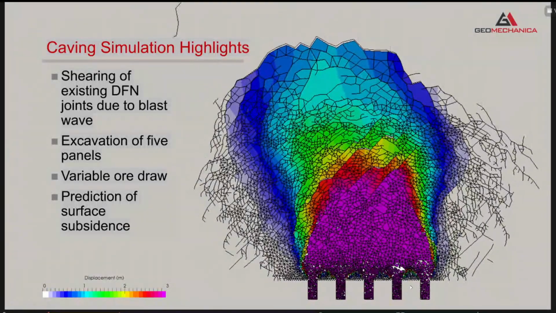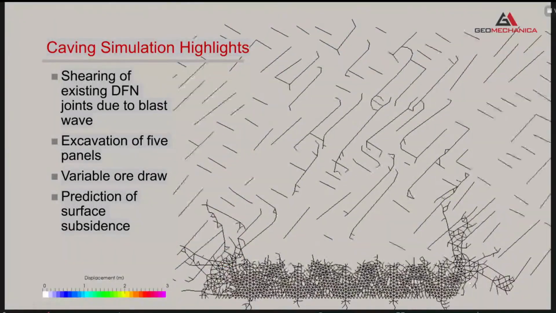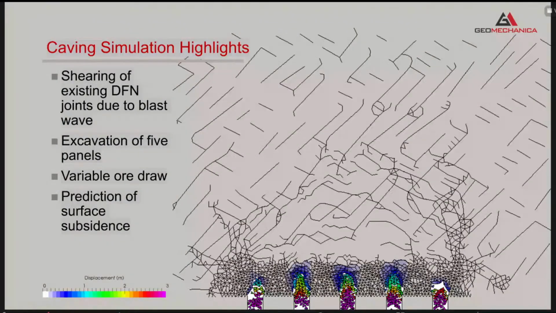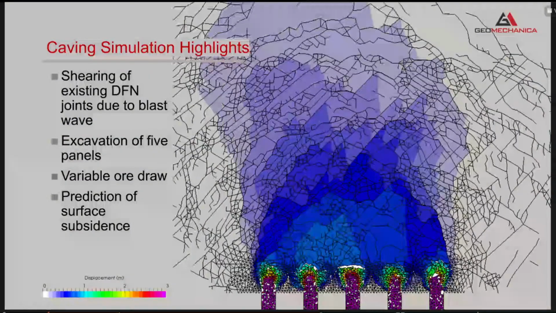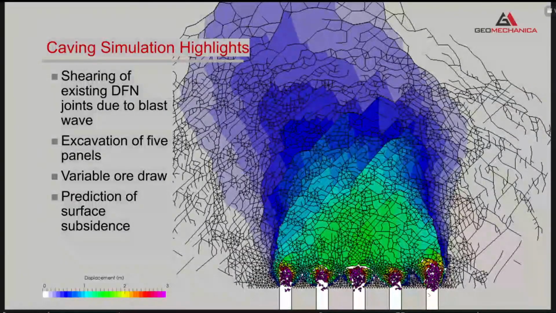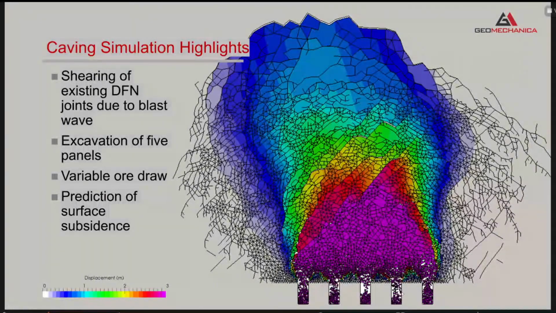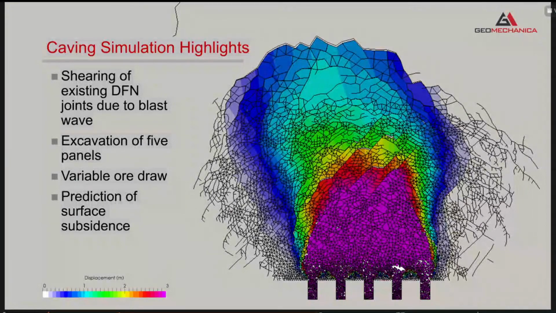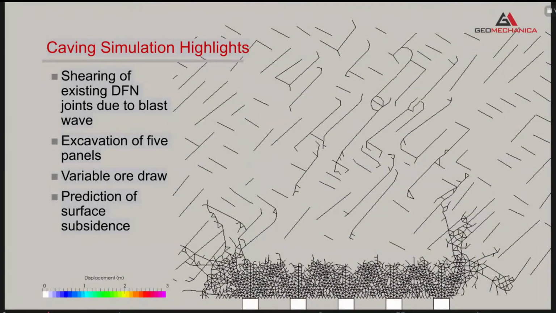Then this was followed by the excavation of the 5 panels, which resulted in more and more damage. So this animation is unfortunately a little fast, but you see all of these black lines are new fractures that have formed in the rock mass. And you see bits and pieces of rock that are falling in. We were drawing up until a second ago, and now we're not drawing the rock anymore. So the rock is kind of piling up here, waiting to be removed or excavated from here. So we can very easily model variable draw.